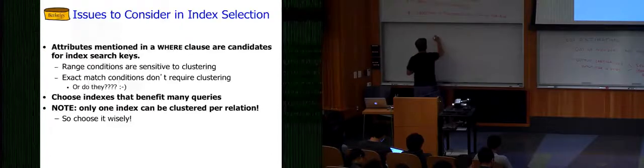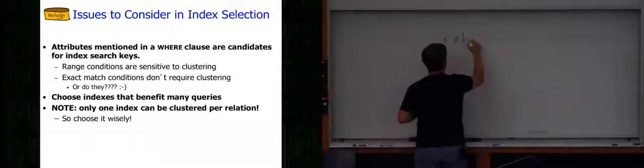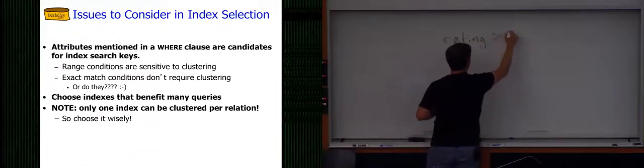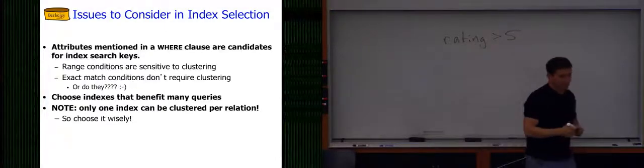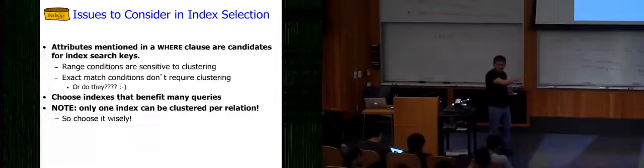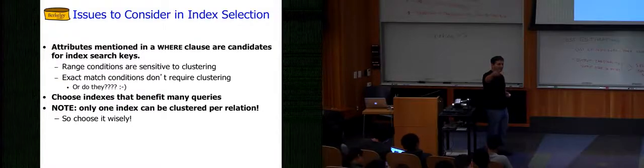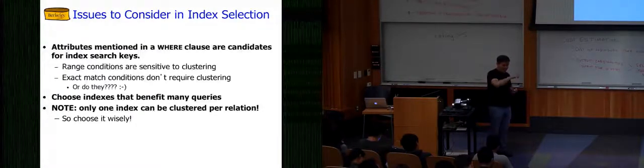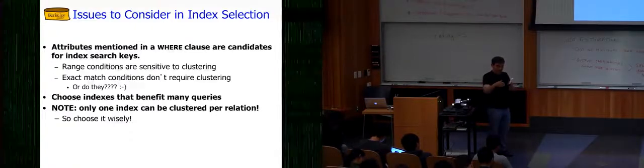I can't remember now. If the query has a range predicate, like rating greater than 5, remember that a clustered index will help, right? Because you're going to scan across many tuples that match in the index, and you'll follow a pointer from each one of those matching tuples. And if it's clustered, that'll be few IOs in the heap file. And if it's unclustered, it'll be an IO per tuple, right? So if you have range queries, clustering will help.